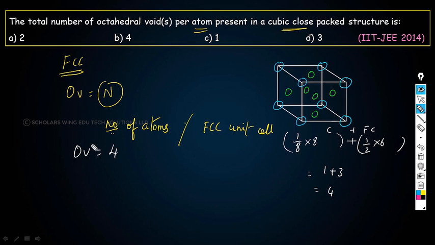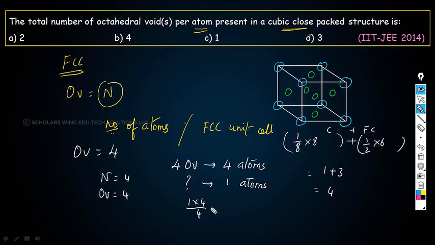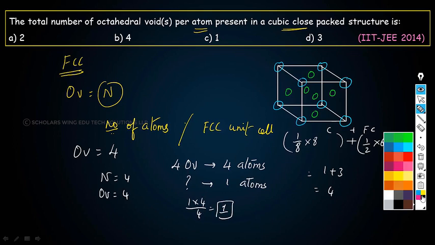Therefore, OV is also 4. Look here. Number of atoms 4, OV is 4. That means there are 4 OVs for 4 atoms. But the question is OVs per atom. That means for one atom. So how many OVs will be there in one atom? Are you understanding? Then the answer must be obviously 1, isn't it? 1 into 4 by 4, it is nothing but 1. Therefore, the answer is 1, not 4. Please mark this important.